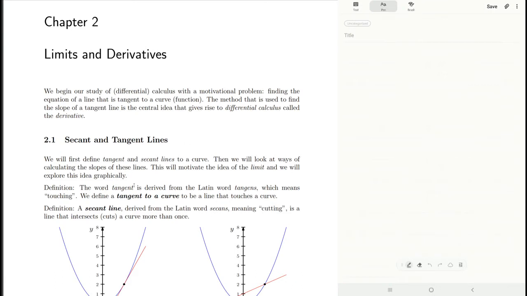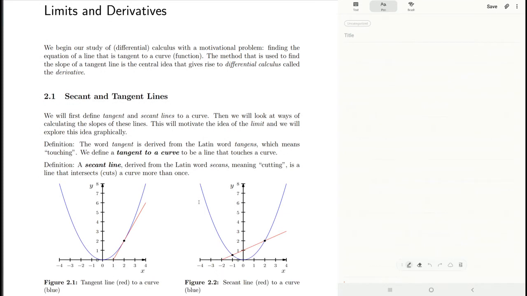So the word tangent is derived from the Latin word tangens, which means touching. So we define a tangent to a curve to be a line that touches a curve. Now a secant line, which is derived from the Latin word secans, means cutting. So it's a line that cuts a curve more than once.